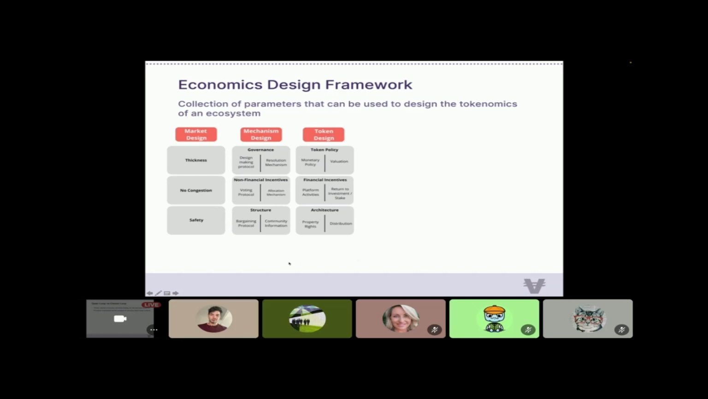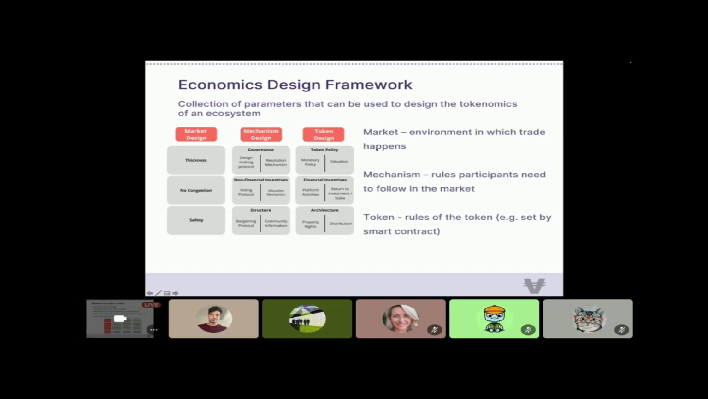So to actually properly design a token, to really design its tokenomics, we will need a collection of parameters, and we can use those to design the tokenomics of an ecosystem. So the book showed us this very nice graph. I'm not going too deep into this for sake of time, but I want to explain the different designs that we will have to look at. So we have the market design, mechanism design, and token design.